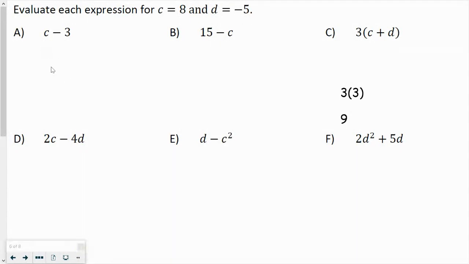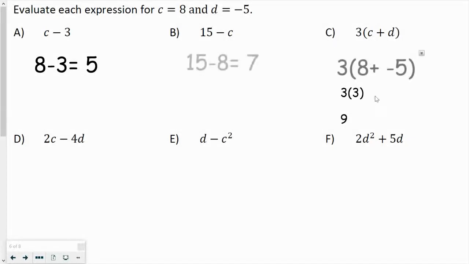So when I look at this first one, I want to put 8 minus 3. And then I'm going to put equals 5 because that is me evaluating it. Okay. So for b, I go 15 minus, and then, well, what's the value of c? It is 8. So you would put 15 minus 8, then solve it to be 7.